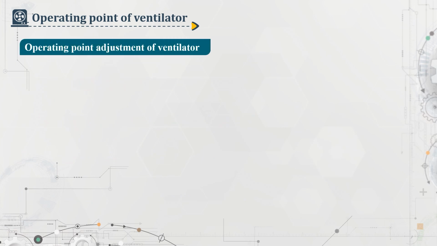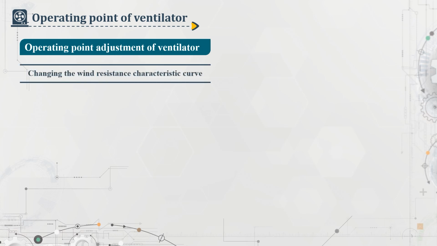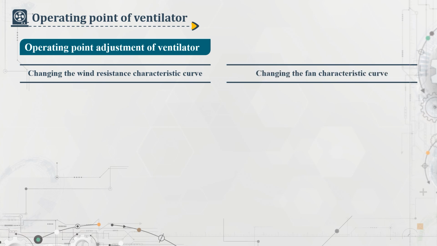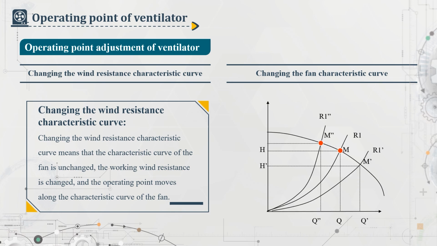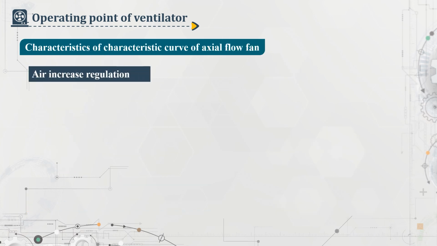There are two ways to adjust the operating point of the fan: changing the wind resistance characteristic curve and changing the fan characteristic curve. Changing the wind resistance characteristic curve means that the characteristic curve of the fan is unchanged. The working wind resistance is changed, and the operating point moves along the characteristic curve of the fan. Air increase regulation.